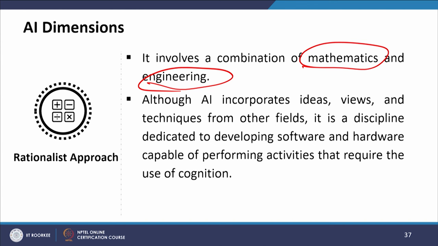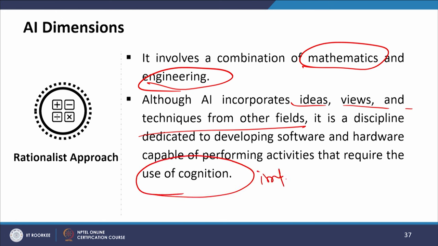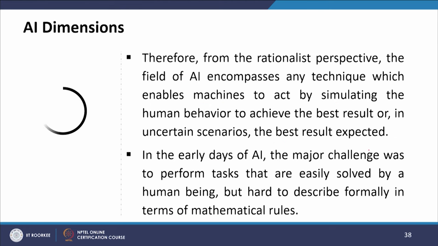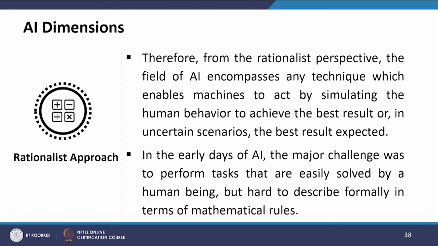Although AI incorporates ideas, views and techniques from other fields also, it is a discipline dedicated to developing software and hardware capable of performing activities that require the use of cognition. So, that is important about all this. Therefore, from the rationalist perspective, the field of AI encompasses any technique which enables machines to act by simulating human behavior to achieve the best result or, in uncertain scenarios, the best expected result.